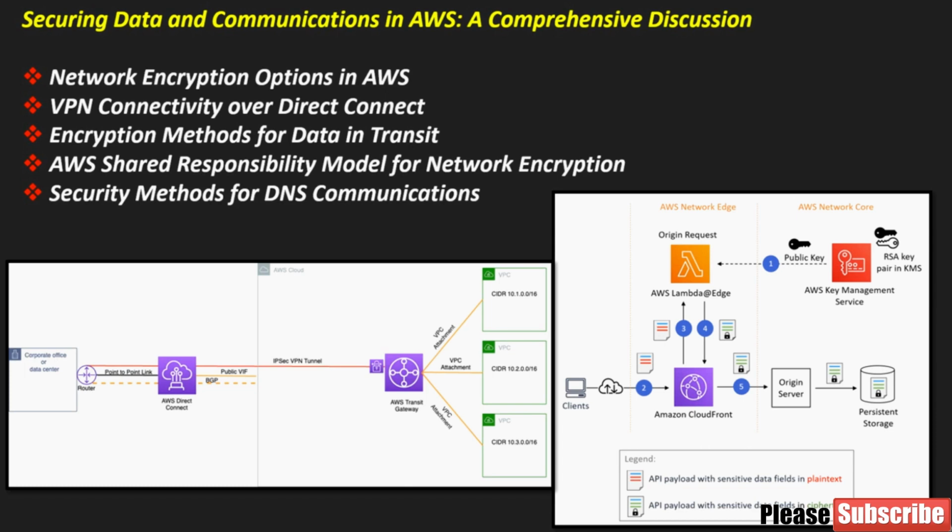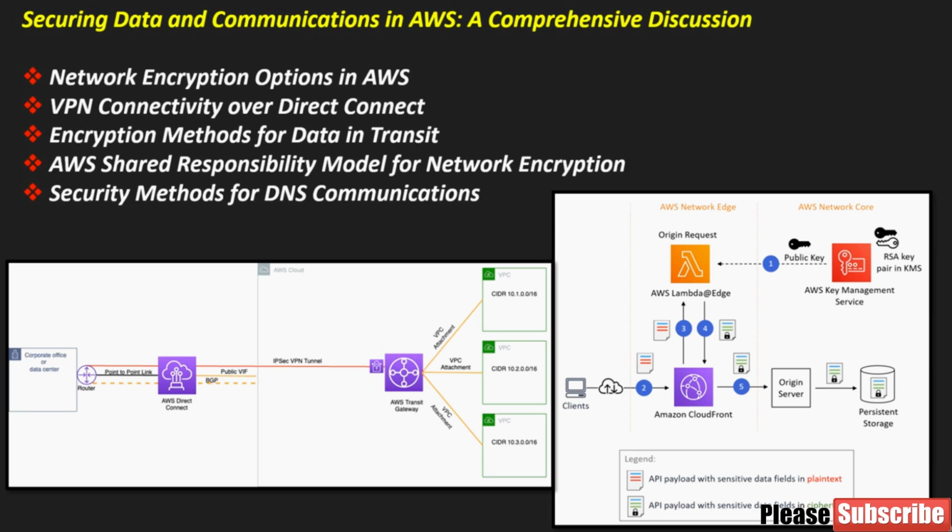And what of the AWS shared responsibility model for network encryption? Understanding the AWS shared responsibility model is very crucial for implementing effective security measures. While AWS manages the security of the cloud infrastructure, customers are responsible for securing their data within the cloud. This includes implementing encryption, managing access controls, and regularly monitoring for any type of security vulnerabilities.